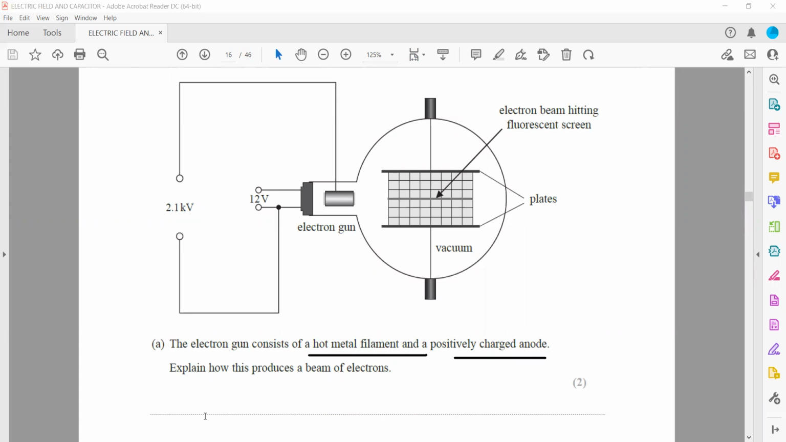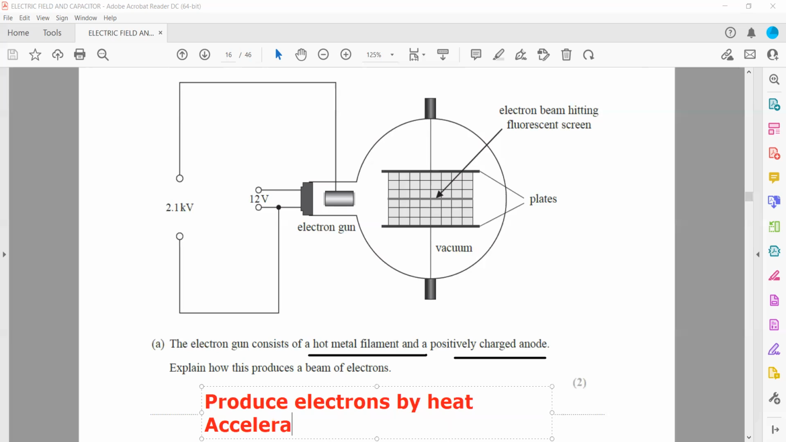So why is the hot metal there? It can produce electrons by thermionic emission, by heat. And why is there a positively charged anode? It is used to accelerate the speed of the electrons. So it accelerates the electrons.